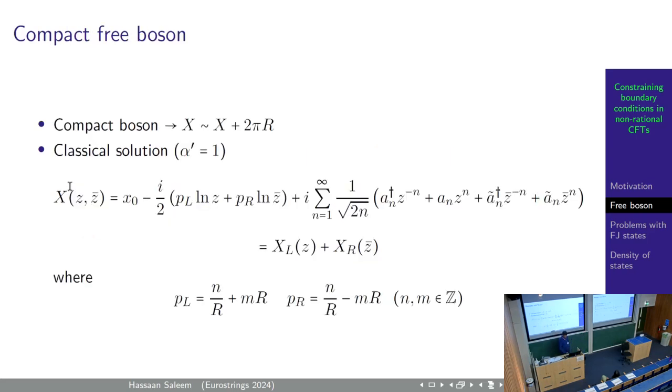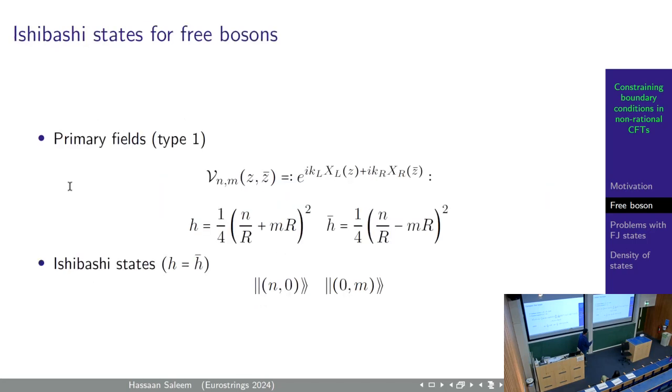Okay. So for the compact free boson, we apply this identification on the target space, which is just one-dimensional in our case. And in this talk, we will take the self-dual radius alpha prime to be equal to 1. So this is the classical solution for the compact free boson, and it can be written as a holomorphic part and an anti-holomorphic part. I'm sure you already know this, so I don't need to go through it.